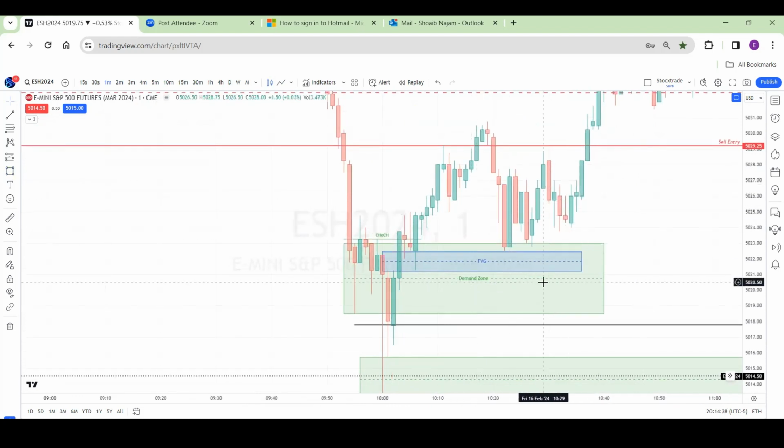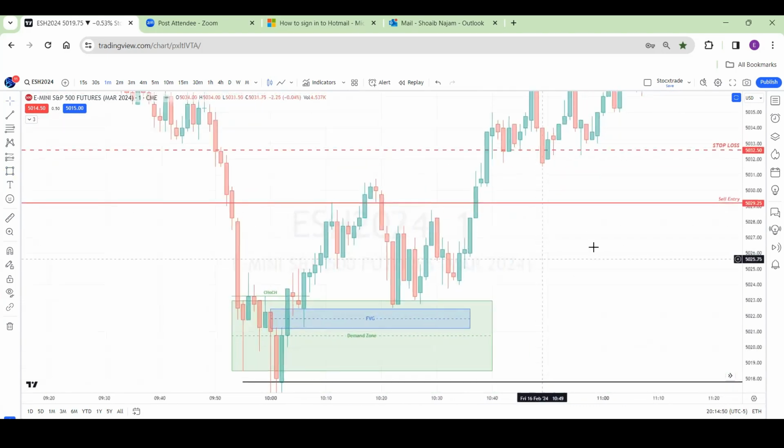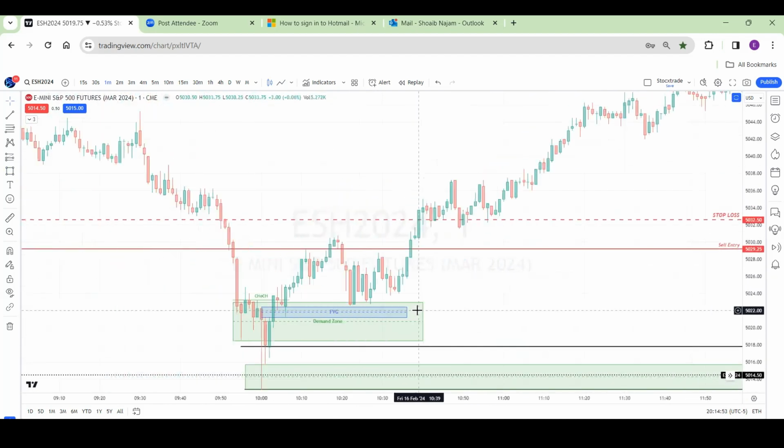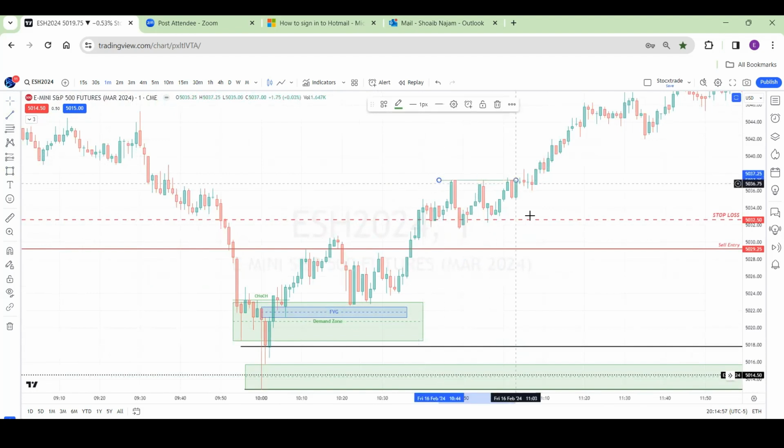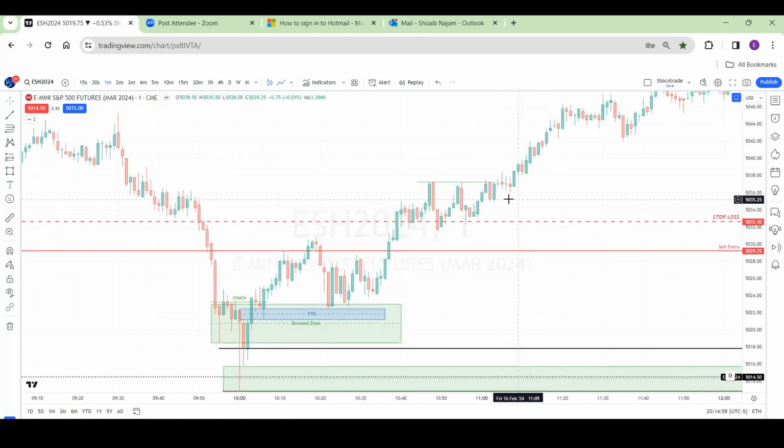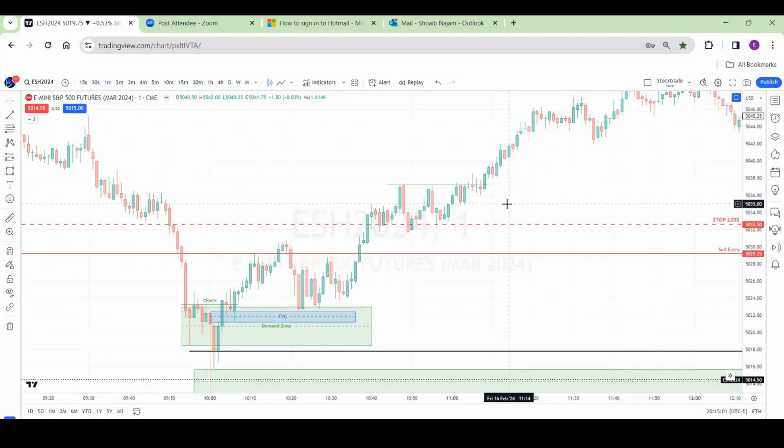For a sell, the fair value gap needs to overlap with the supply zone. Here the fair value gap is missing at the second last. Here the fair value gap is overlapping with the second last demand zone. Once you are in the trend, just mark the breakout levels and also the demand zone. You will get a trade.